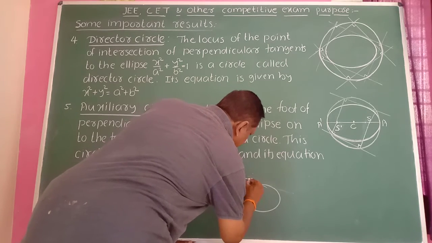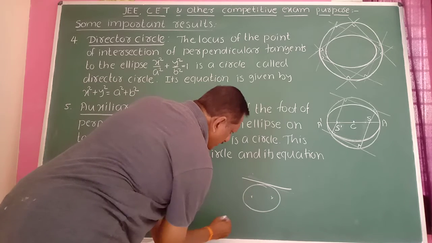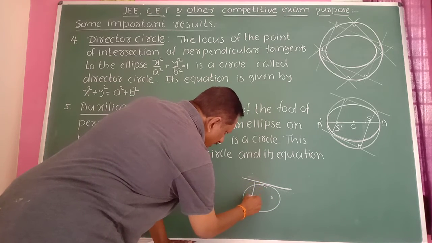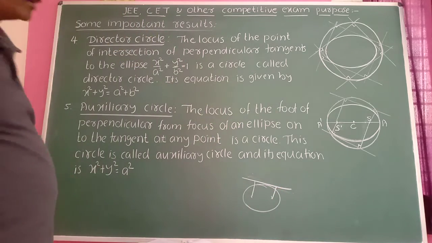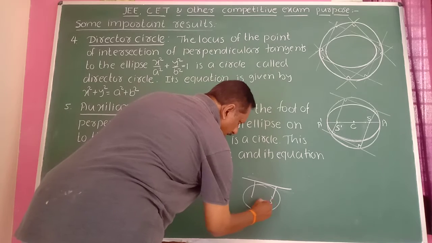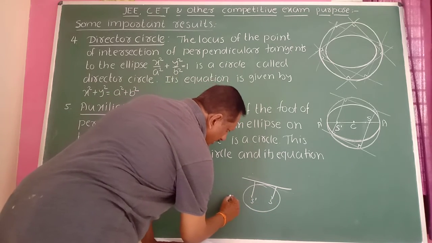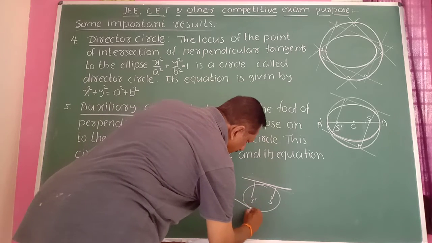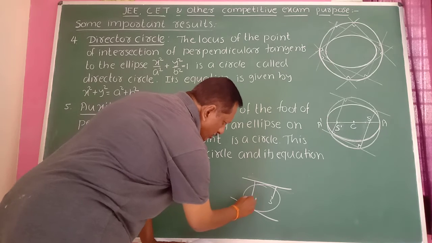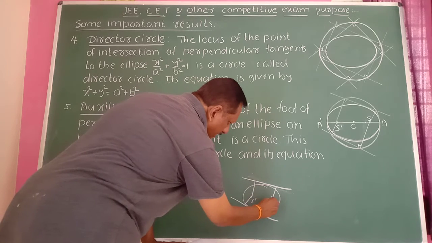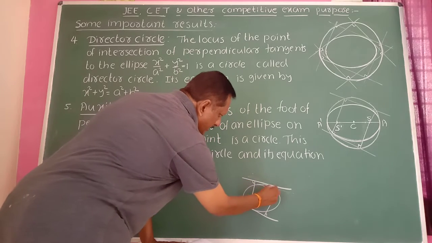Consider this is a tangent, and these are the foci here. You just draw perpendiculars to the tangent from the foci here. S dash is the foci here. Similarly, consider this is a tangent here. Again, draw a perpendicular to this tangent from the foci here. Both are perpendicular.